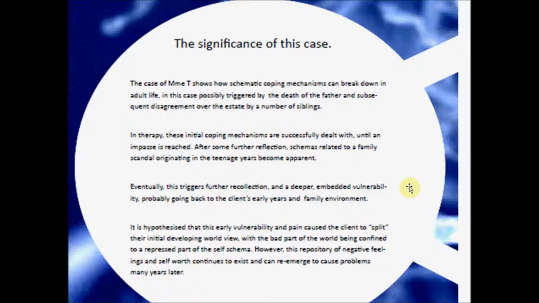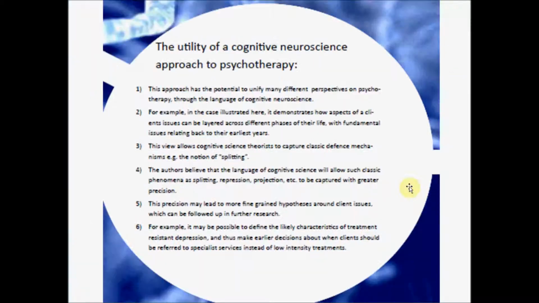So this case shows how coping mechanisms can break down in an adult's life, possibly triggered by some event. That the initial schemas which are evident in therapy can be dealt with, and gradually the schematic issues work backwards. However, eventually the client gets all the way back, in many cases, to a very early place, to a very early pain, where in psychodynamic terms there was a splitting in the worldview to protect the feeling of vulnerability and potential pain. And so our theory explains how these issues can be represented in a cognitive neuroscience type language, but in fact capture very psychodynamic ideas.